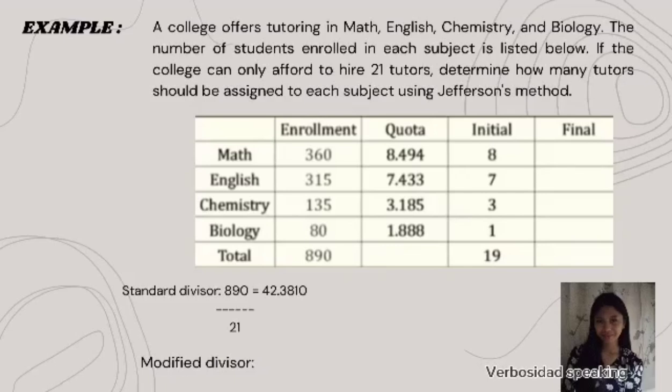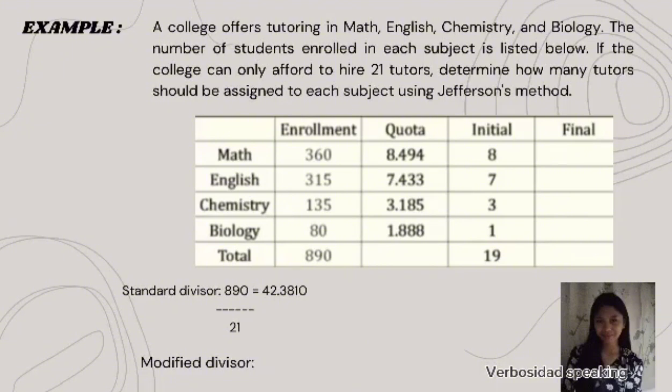So how do we get the standard divisor? We have the enrollment that we added, which is the 890 total. We divide that by our 21 tutors, so 890 divided by 21 equals 42.3810. So now we have our standard divisor, 42.3810.